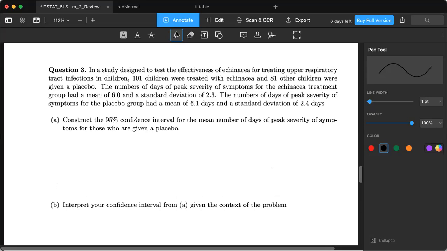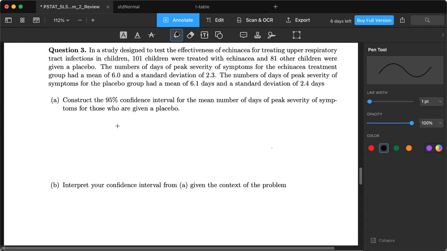So let's read this. In a study designed to test the effectiveness of echinacea for treating upper respiratory tract infections in children, 101 children were treated with echinacea, while 81 other children were given a placebo. The number of days of peak severity of symptoms for the echinacea treatment group had a mean of 6 and a standard deviation of 2.3. The number of days of peak severity of symptoms for the placebo group had a mean of 6.1, a standard deviation of 2.4. And these are all with respect, it says mean and standard deviation, but be thinking these are sample means and sample standard deviations because it's with respect to these treatment groups that we're talking about.